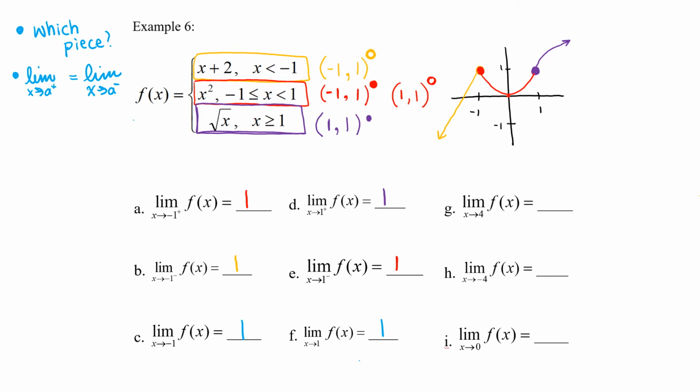Now we have the limit as x approaches 4. Well, we don't have to worry about our function switching over at x is equal to 4. That's just this piece of our function. When x is greater than or equal to 1, we're in that square root of x part of our function. So we just have to take the square root of 4, which is 2.